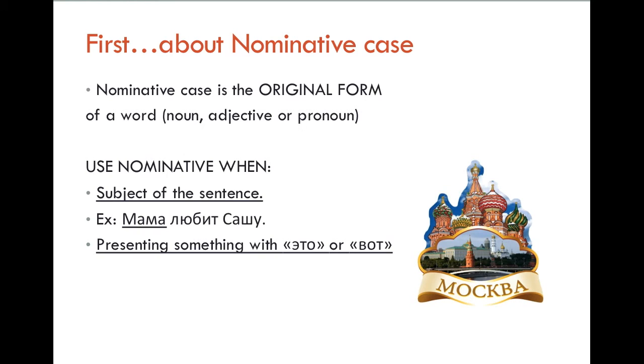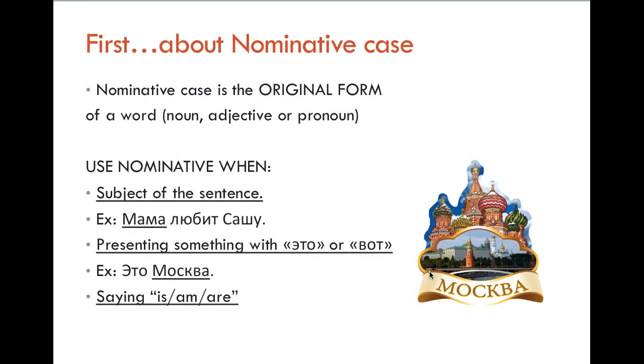The other time you'd use nominative is when you're just presenting something. You're not doing anything to it. You're just presenting it. You're just saying this is or here is. So for example, Это Москва. Вот Москва. Это Москва. Again, you're just presenting it. You're not saying, I love Moscow or I live in Moscow. You're just saying, oh, behold, Moscow, okay?